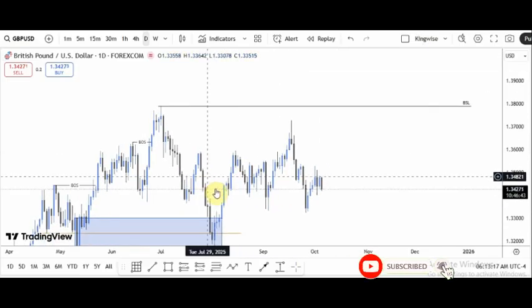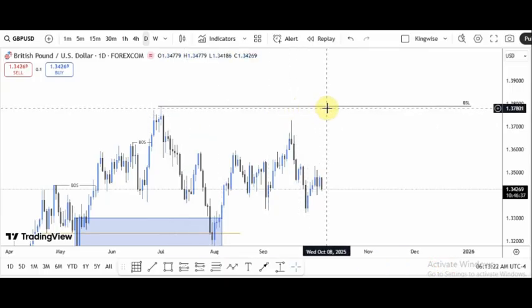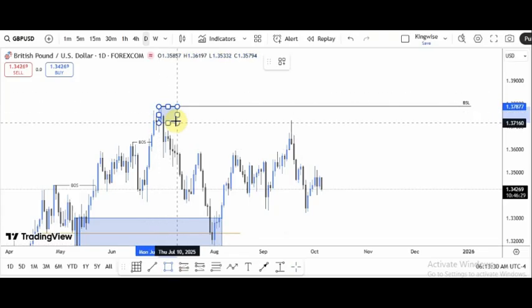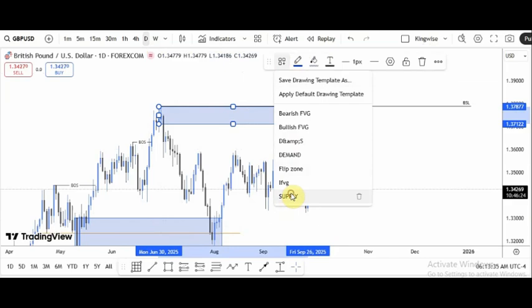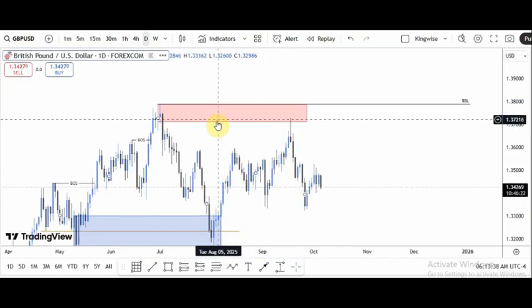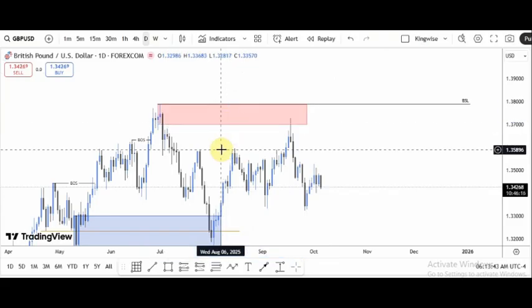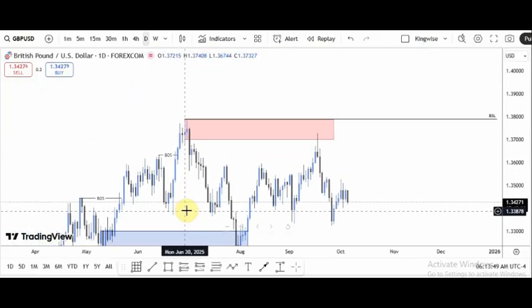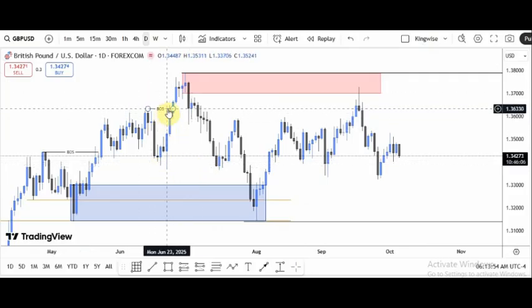Now, what else can we see? We can see that instead of taking out this buy side liquidity, price respected this last candle, which is our supply zone. Price respected this supply. And before that, we can see that this is the last low, the last low that caused this breakout structure.